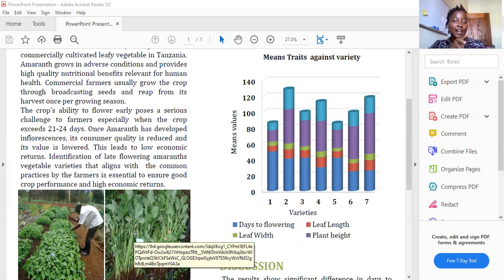So this has been the challenge for them, and this made us think of selecting Amaranth that has a much longer time to inflorescence, with the belief that having this kind of Amaranthus in the market will, for sure, keep the farmer assured that if there are any changes in the market, he can maintain his crop for more than 35 days and still sell it at a good price.